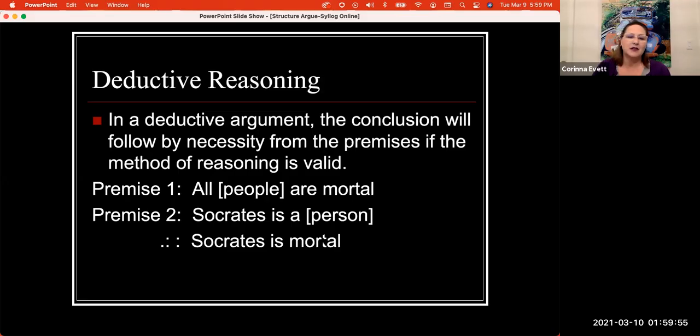So do we see that the reasoning is valid because it says Socrates is mortal? Because first we proved that all people are mortal, then we proved that Socrates is a person, therefore we can conclude that Socrates is mortal. We can't logically arrive at any other conclusion from these listed premises and the way that they are phrased. And that's what also helps us to see that it's deductive reasoning.